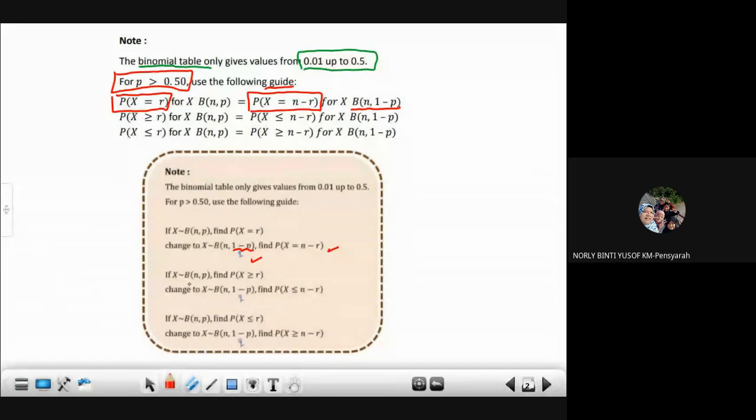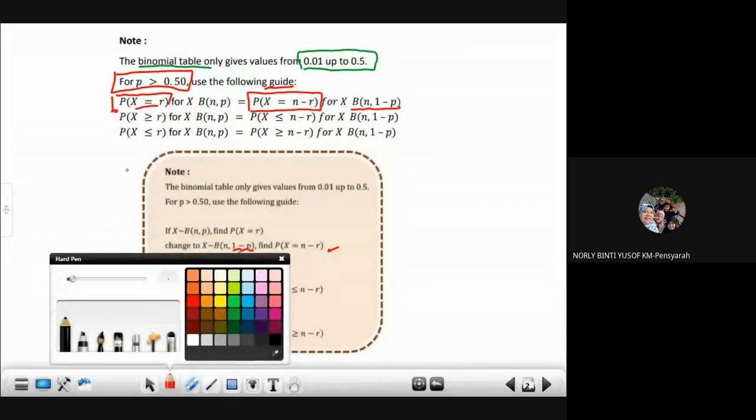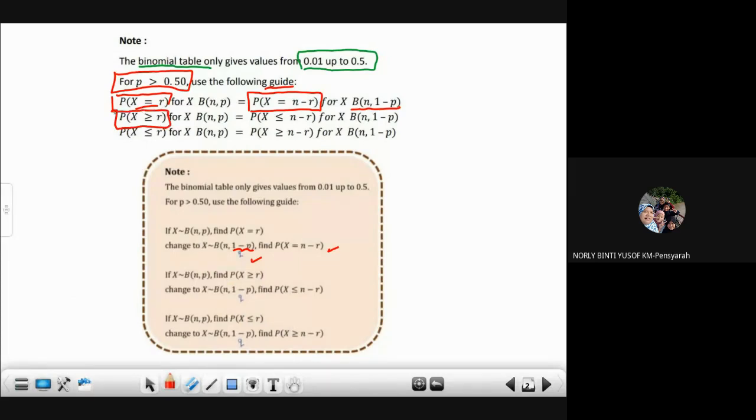Okay, so samalah juga kalau dia punya discrete yang dia bagi dalam soalan tu adalah greater or equals to R, memang kita boleh terus baca. Tapi sebab dia punya value for P tu greater than 0.5, so kena modify dulu. So greater or equals akan ubah jadi lesser or equals to sama N minus R. So dia akan change lah. Kalau greater or equals to, dia akan ubah jadi lesser or equals to. Okay, dan dia punya discrete pun akan ubah lah for probability of success jadi non-success kat sini.